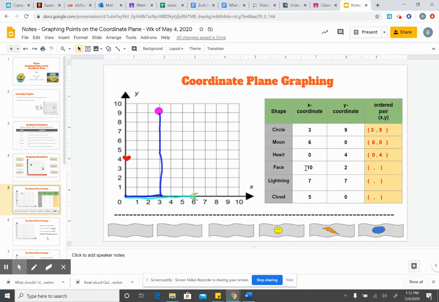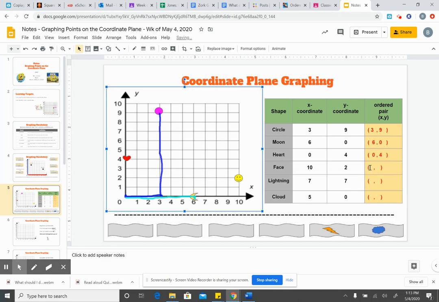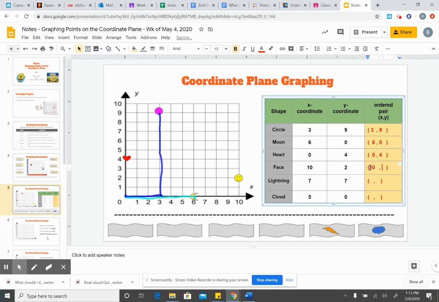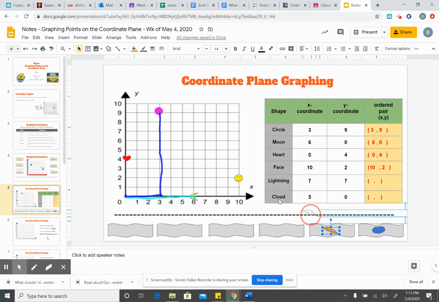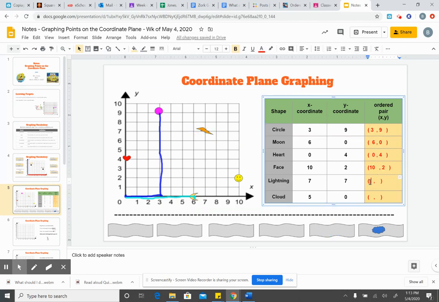Let's do the face. X-coordinate is 10. So you start at the 0, you move over to the 10, and your y-coordinate is 2. So 10, 2, and you can drop it right there. 10, 2. Let's do the lightning bolt. 7, 7. Okay, take your lightning bolt, start at the 0, move right 7 spaces, and now up 7 spaces. And give me the ordered pair now, which is 7, 7, and you can type that in.